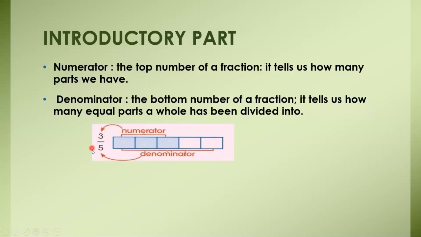Now you can see this as 3, and this bar we read out as 'by': 3 by 5. This is how we write a fractional number. This is the top number and this is the bottom number, or you can call 3 the numerator and 5 the denominator. Here 3 tells that in this picture you have 3 parts, and 5 is the total number of parts. Is this clear for you?